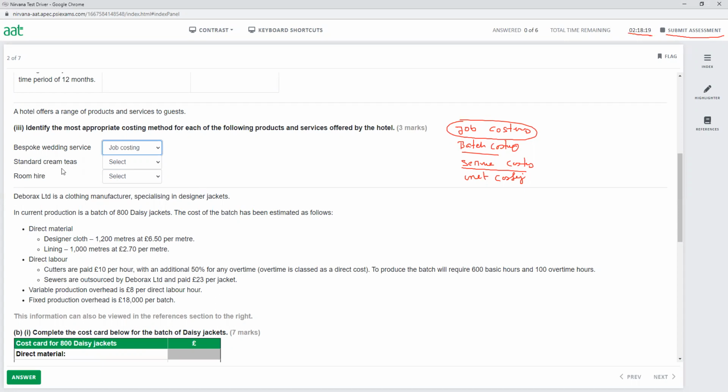The next one, we have a standard cream tea. This one will be unit costing, because with standard cream teas all units will have the same cost. The room hire, I'm not going to get anything physical. If I hire a room, I'm going to stay in that room. So it is a service. So it will be service costing.